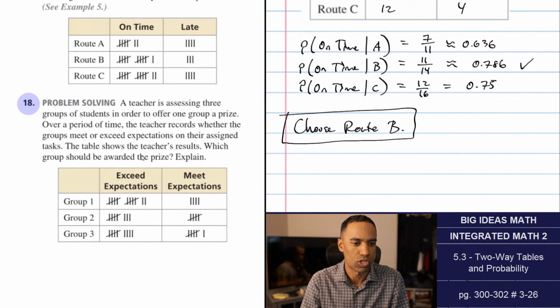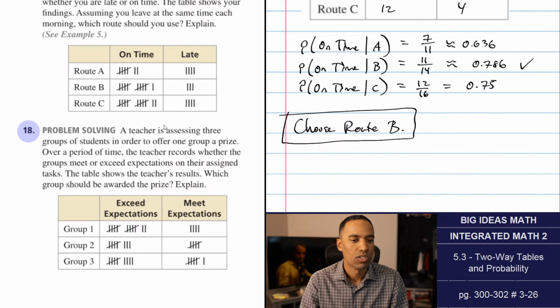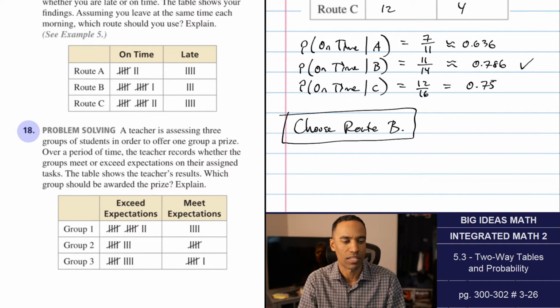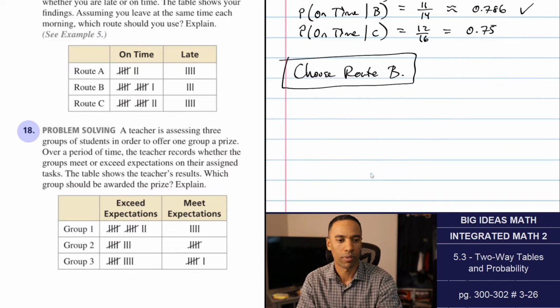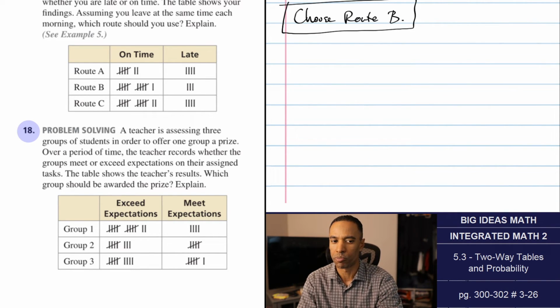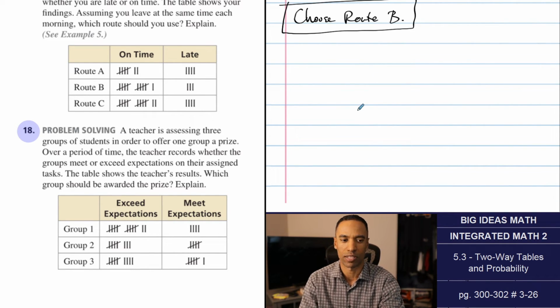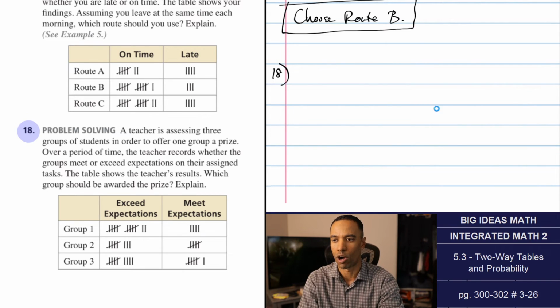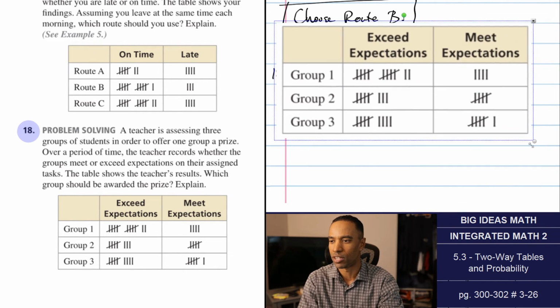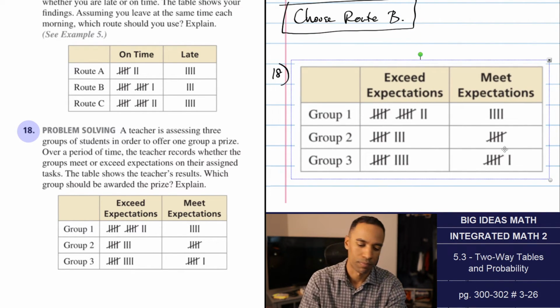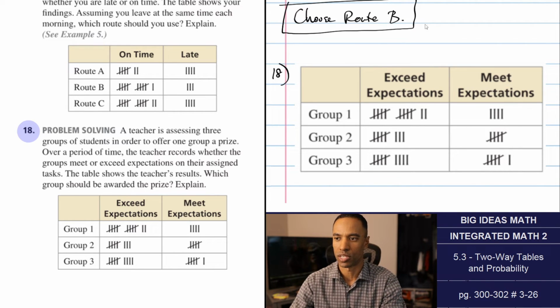Let's see which group should be awarded the teacher's prize. So here you have a teacher assessing 3 groups of students, over a period of time to offer one group a prize. Over a period of time, the teacher records whether the groups meet or exceed expectations on their assigned tasks. So exceeding is kind of the better one. So which one should they award the prize, just based on overall percentage, how often a group does it, in terms of frequency.